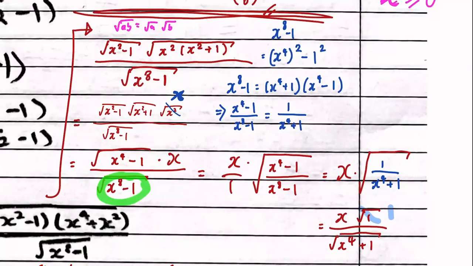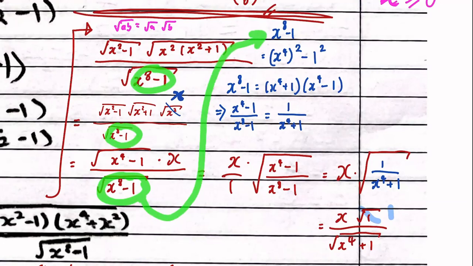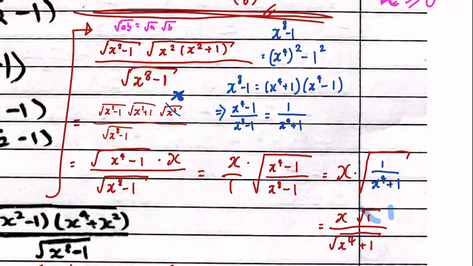x power 8 minus 1. So far, I did nothing. Now I'm going to do something. Look at my blue handwriting here. x power 8 minus 1: do you realize that it's really just (x power 4) squared minus 1 squared? 4 times 2 is 8. So a squared minus b squared is a plus b times a minus b. So I rewrite it neatly: x power 8 minus 1 is equal to (x power 4 plus 1) multiplied by (x power 4 minus 1).